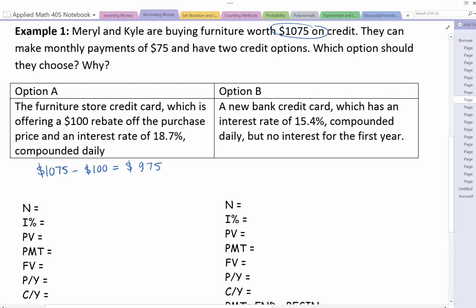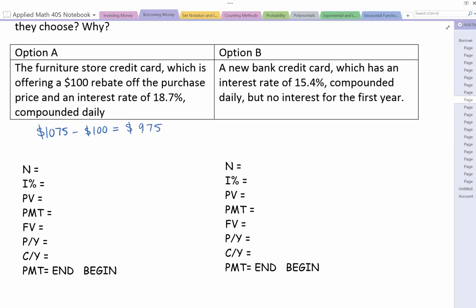But looking at that price, that's the initial that you see. You think, okay, option A is good. But you have to figure out compound daily 18.7%. Is this going to be a better deal? So let's put this in. We've got 18.7. PV is the amount that I'm getting my loan for, which is $975. Right? That's the credit card amount. That's how much when I swipe my credit card, $975 is going to go on there, which means that's how much I'm owing. I can pay $75 every month, and I want to pay this off.